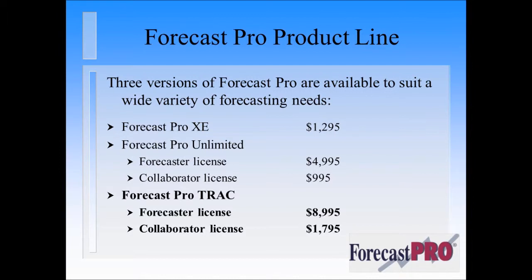You'll notice that there are two different kinds of licenses listed here, a forecaster license and a collaborator license. The forecaster license is what we looked at throughout the demo. It does everything from reading in data and generating statistical forecasts to manipulating and adjusting those forecasts to getting reports. The collaborator license cannot read in new data, so therefore it can't create new statistically based forecasts. However, you could open up a pre-saved session, view the forecasts, and adjust the forecasts as well as get reports.